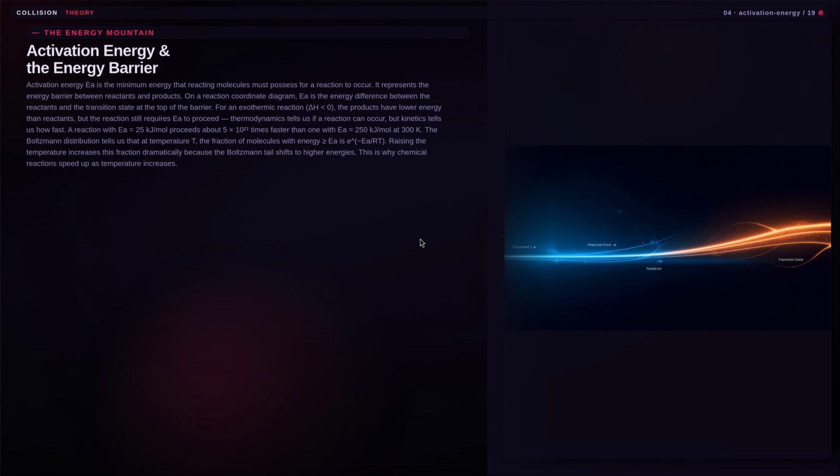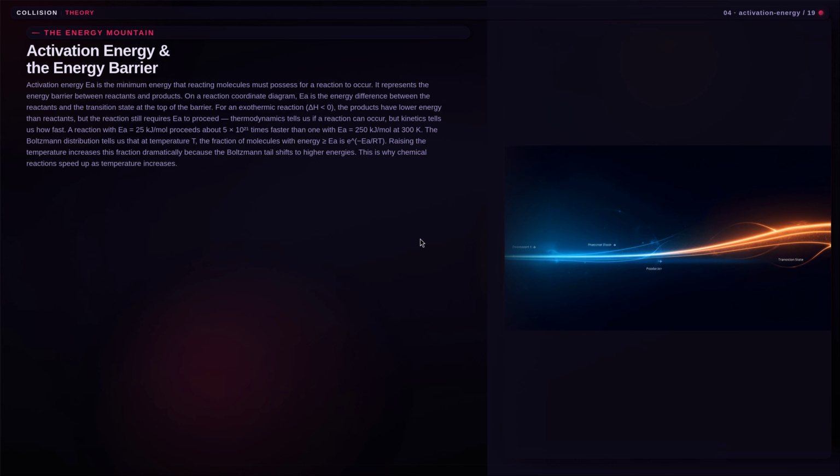Activation energy is the minimum energy that reacting molecules must possess for a reaction to occur. It represents the energy barrier between reactants and products. On a reaction coordinate diagram, activation energy is the energy difference between the reactants and the transition state at the top of the barrier. For an exothermic reaction, the products have lower energy than reactants, but the reaction still requires activation energy to proceed. Thermodynamics tells us if a reaction can occur, but kinetics tells us how fast.